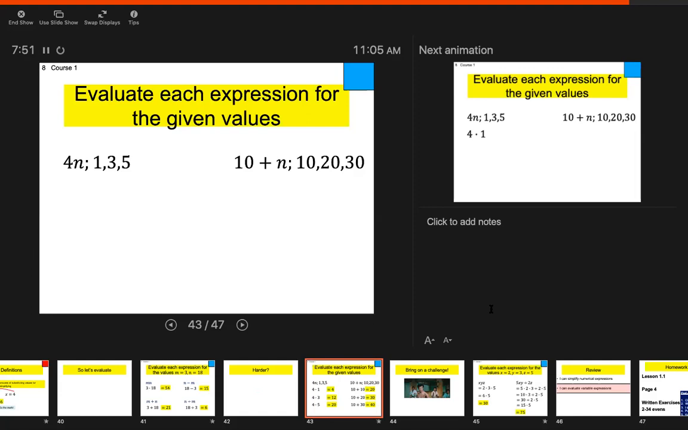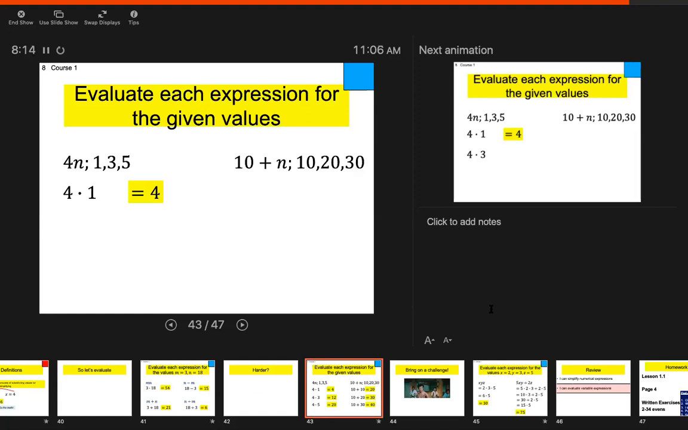Okay. Eyeballs up here, Madison. What's the expression? 4 times n. Okay. So you need to know what the letter n is. There are 3 numbers here. You're going to do 1 number at a time. So what's the first number I'm going to do? 1. So what do you want me to write? 4 times 1. Which is? 4. Okay. And you got another number.